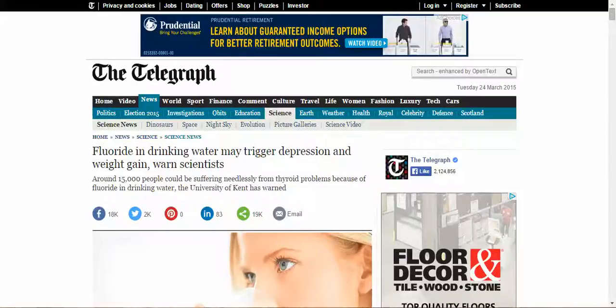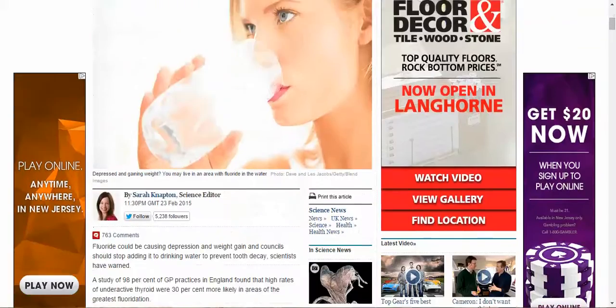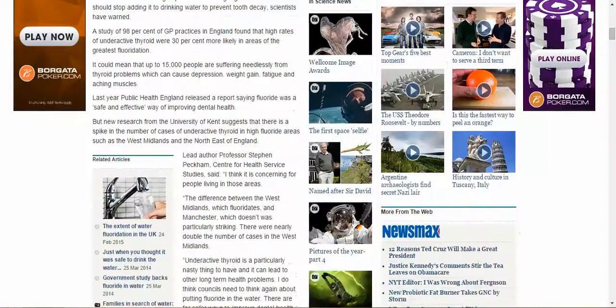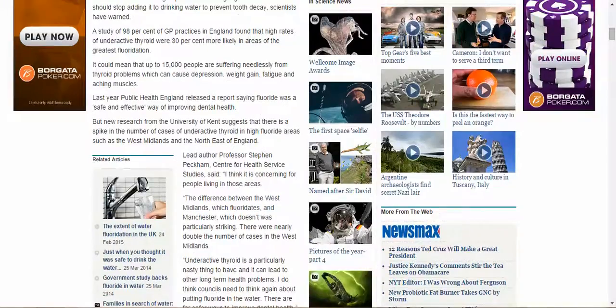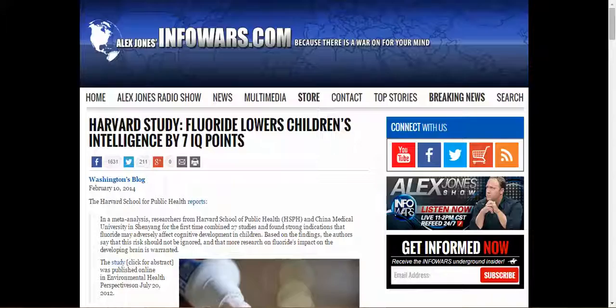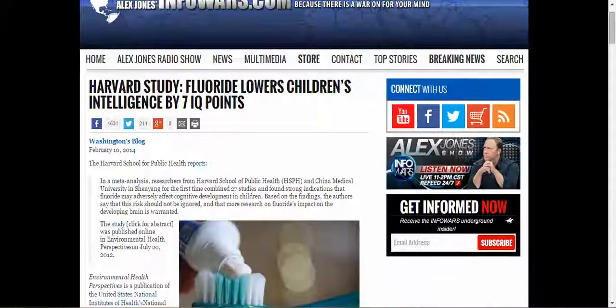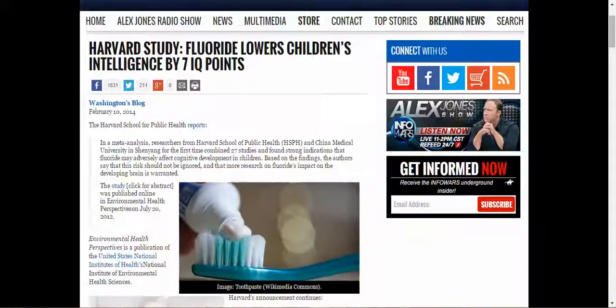The University of Kent has warned in a study of 68% of GP practices in England that high rates of underactive thyroid were 30% more likely in areas with the greatest fluoridation. Fluoride lowered children's intelligence by 7 IQ points, a Harvard School of Public Health has reported.